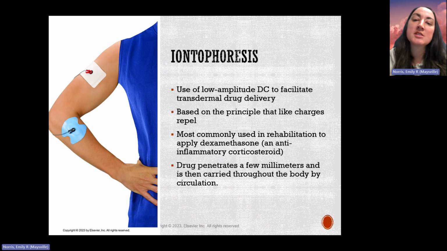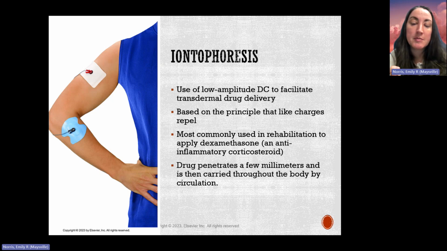Iontophoresis, so this uses low amplitude direct current to facilitate transdermal drug delivery. So there's typically one electrode where there is some type of medication on it, and another that is more of a non-active control that doesn't have the medicine on it. Okay, so how it works is based on the principle that like charges repel each other.